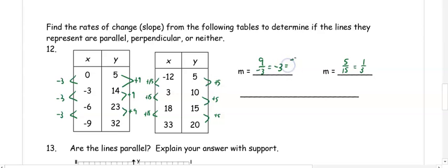Remember that negative 3 can be written as negative 3 over 1. So these are opposites and reciprocals. So our lines here are going to be perpendicular.